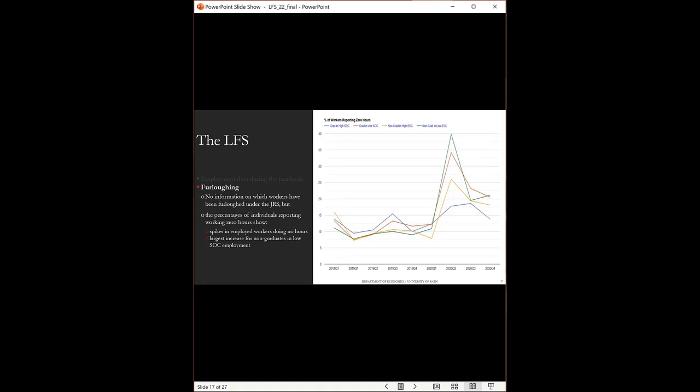However, in this data set we used, here in this chart, from measuring the proportion or percentage of workers who reported themselves as employed but were doing no hours, we see a spike from the beginning of 2020, indicating some workers being furloughed, and the highest spike we see is of non-graduates in low SOC employment. It gives us a feel of the extent of furloughing and the extent of workers who were just reporting zero hours while reporting being employed.